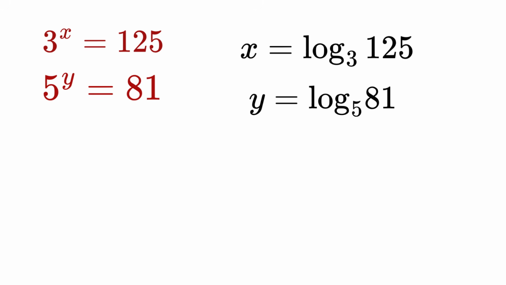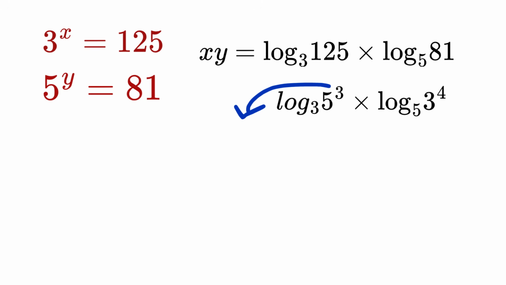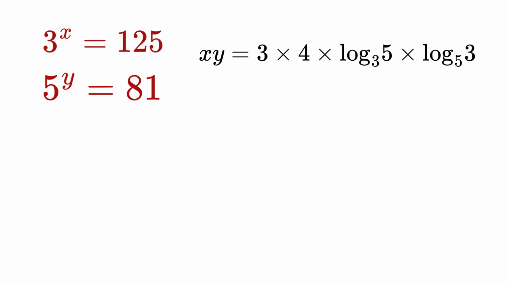Now multiply the x and y equations. Now we get xy is equal to log of 125 base 3 times log of 81 base 5. 125 we can write as 5 cubed, and 81 we can write as 3 power 4. Now bring the powers down. Then we get xy is equal to 3 into 4 into log of 5 base 3 into log of 3 base 5.